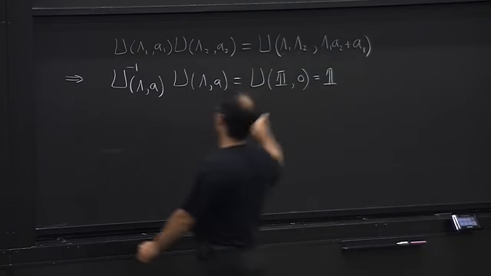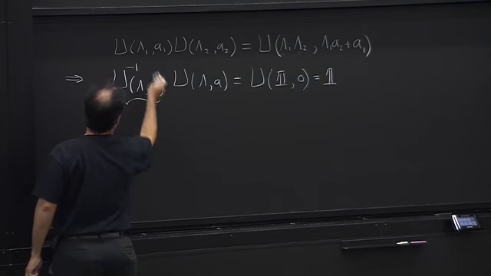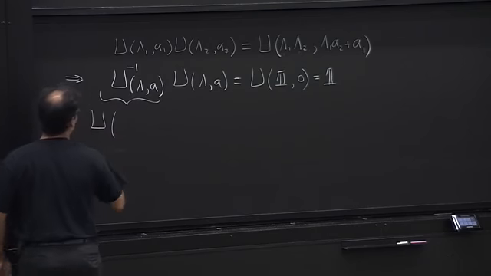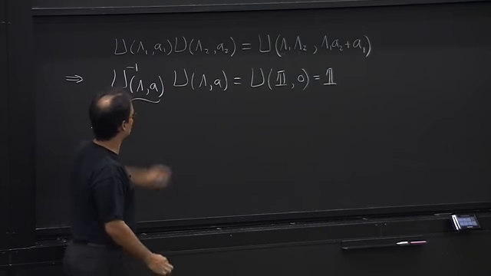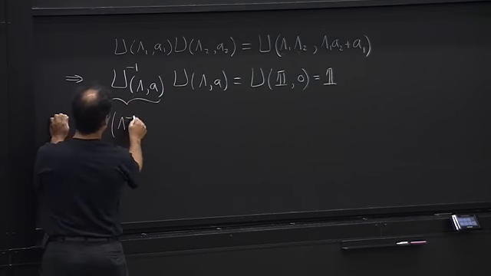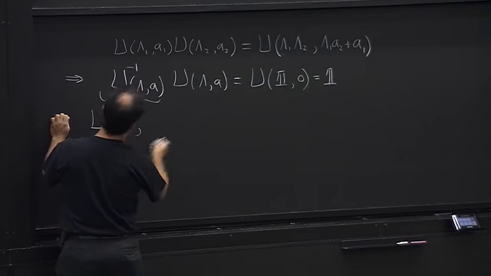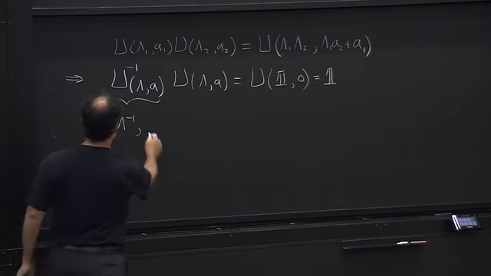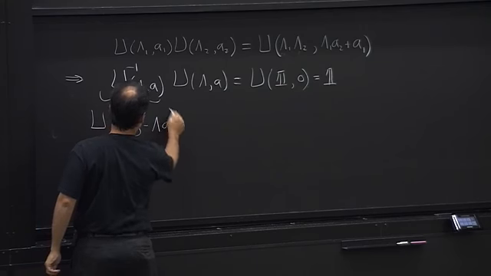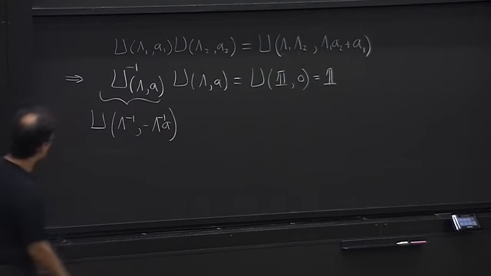Now, from this composition rule, I can tell what this thing is. It has to be exactly the operator evaluated on the inverse, which must be something like this. And then I have a translation, which has to be something of this form.